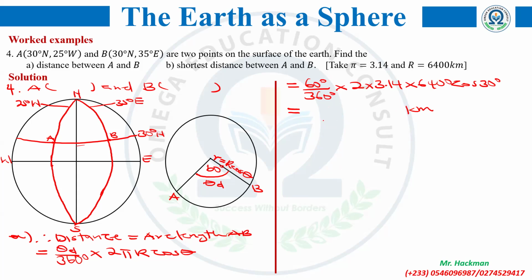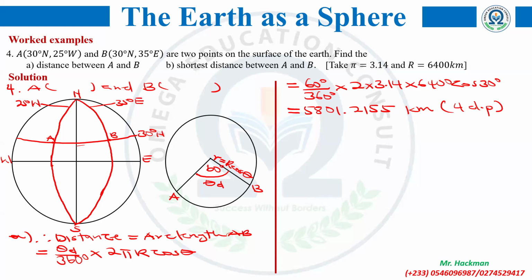5801.2. 5801.2. Yes. 2155. It's exact. And you know you approximated, so don't forget to indicate your approximation. That is 4 dp. All correct. Yes, sir. So that will be the distance.